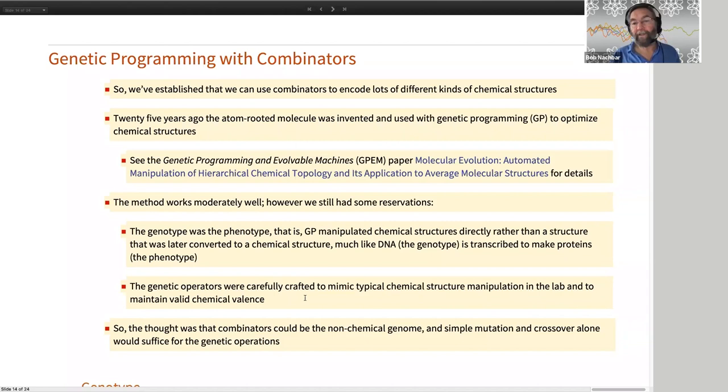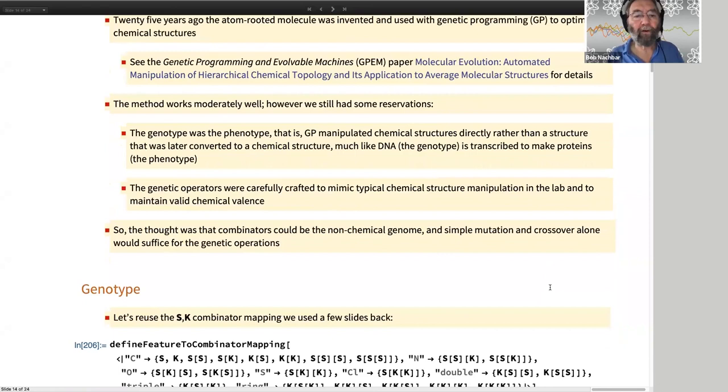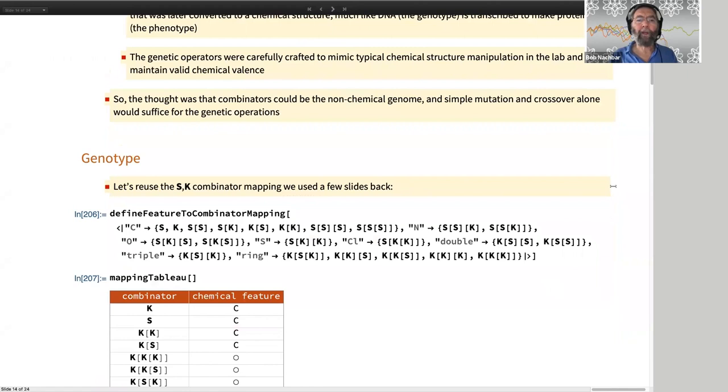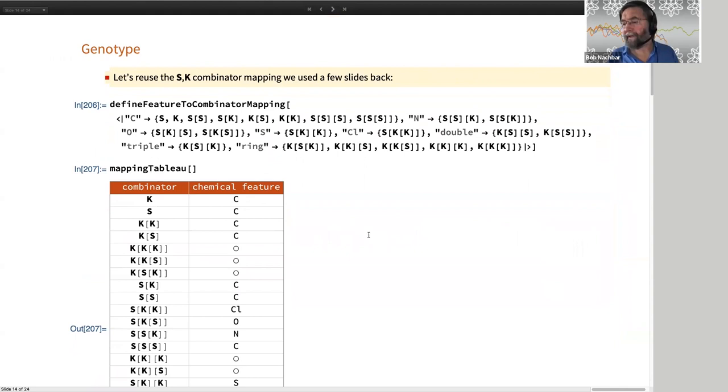So there's a lot of work put into that, whereas with combinators, we can just have a very simple manipulation with mutation and crossover. So what I wanted to see was whether this simpler representation of combinators is going to be any advantage for us over the more complicated atom-rooted molecule implementation that we had. So that was the goal I set out to answer. It turns out I don't have a real definite answer yet.